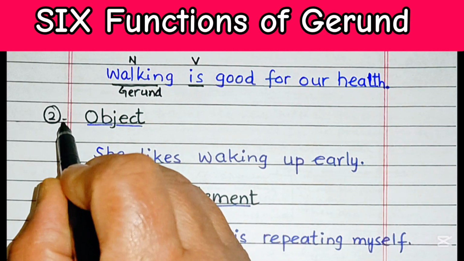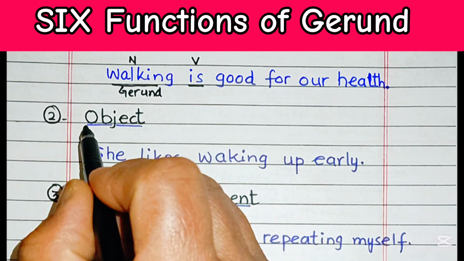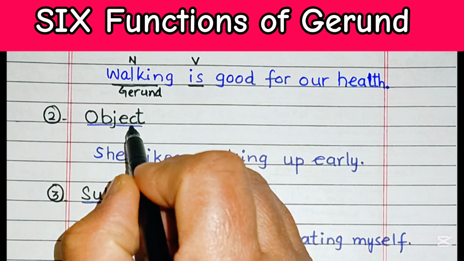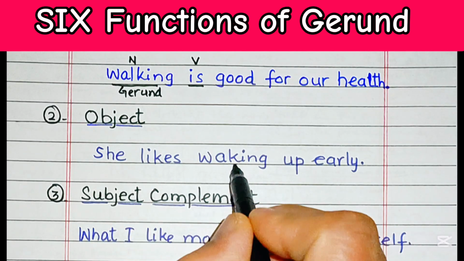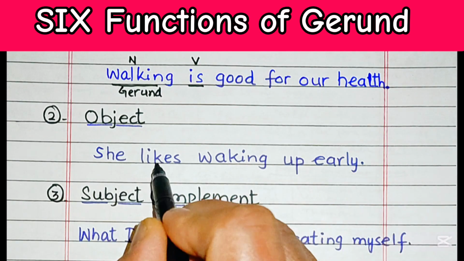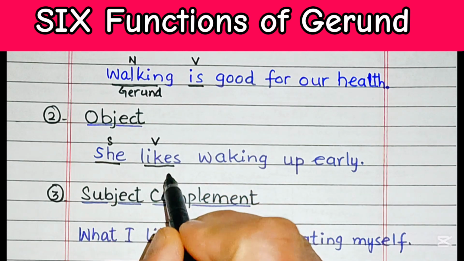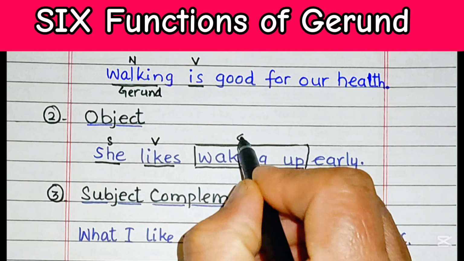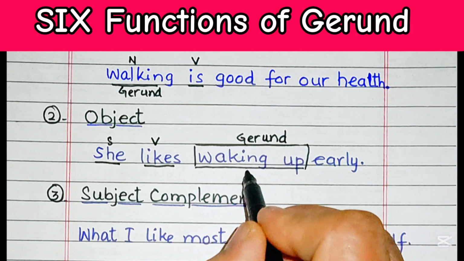Now, look at this second function of a gerund. A gerund can function like an object, or as an object inside a sentence. Look at this example. She likes waking up early. She likes, over here she is the subject, likes is the verb, and waking up is actually the gerund. This is the gerund over here. So we know that the gerund is waking up.